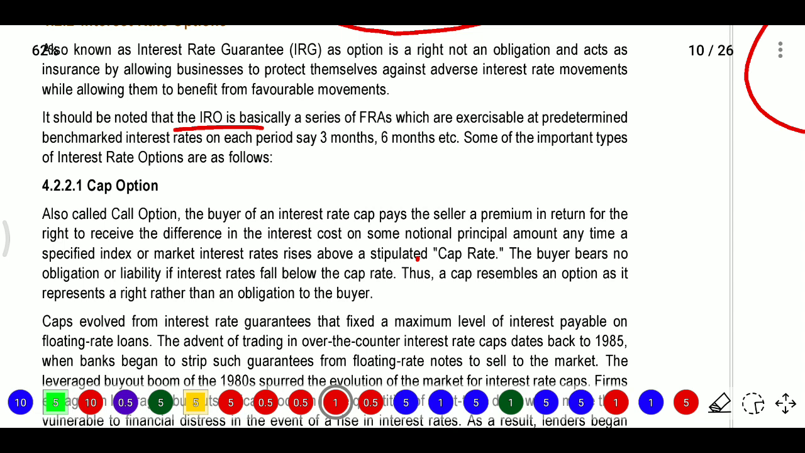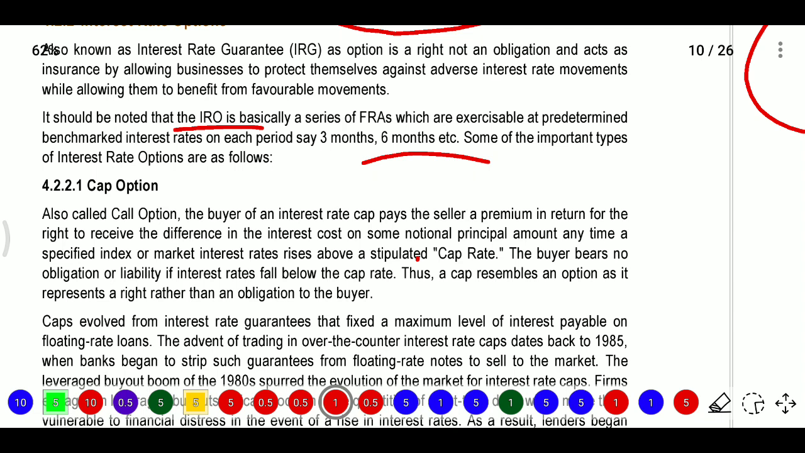In forward rate agreements we saw 1 into 4. 1 into 4 means, as we explained, a 3-month loan starting after 1 month. So in a series we have 3 into 6 or 3 into 9; this series will be there for FRAs especially. The benchmark interest rates apply for each period, say 3 months or 6 months, etc.